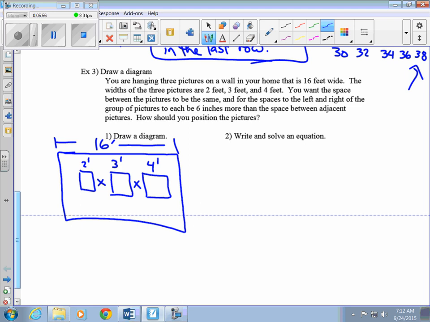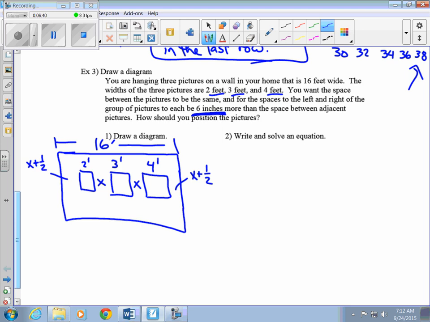Now, the tricky part to this is you have to make sure that you realize that this one is in inches and these are in feet. So it says the space to the right of the group should be 6 inches more than the space, so this cannot be x plus 6 because this is in feet and this is in inches. So we can't have that there. We have to calculate that into feet. So how much is 6 inches in terms of feet? Well, it's 1/2 of a foot. So this is really going to be x plus 1/2, and this is going to be x plus 1/2.